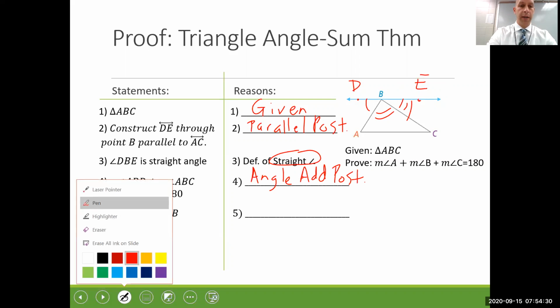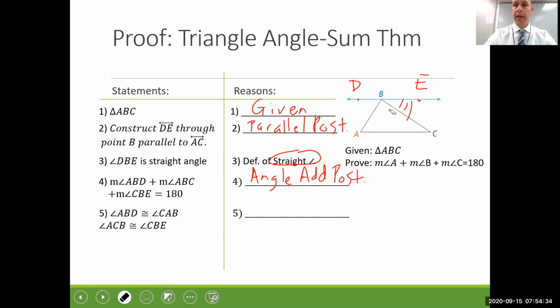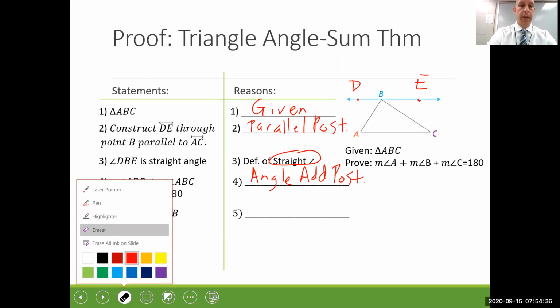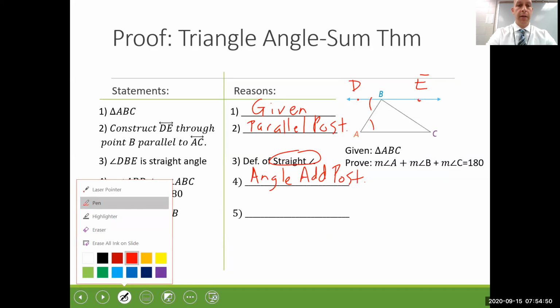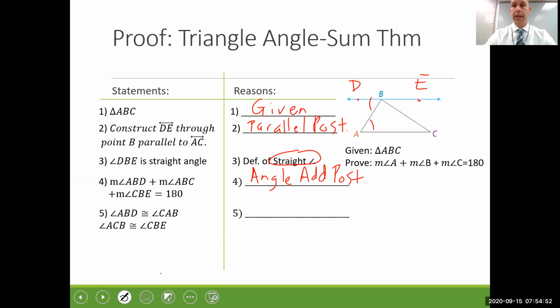Step 5, angle ABD is congruent to angle CAB. Okay, so I'm going to erase some of the stuff that I've done so far. Let's erase some of these markings up here. Oops, let's make sure we're back on a pen. Okay, good. So angle ABD, that's this one, is congruent to angle CAB, that's this one. And then angle ACB, that's this guy, is congruent to angle CBE, that's this guy here.